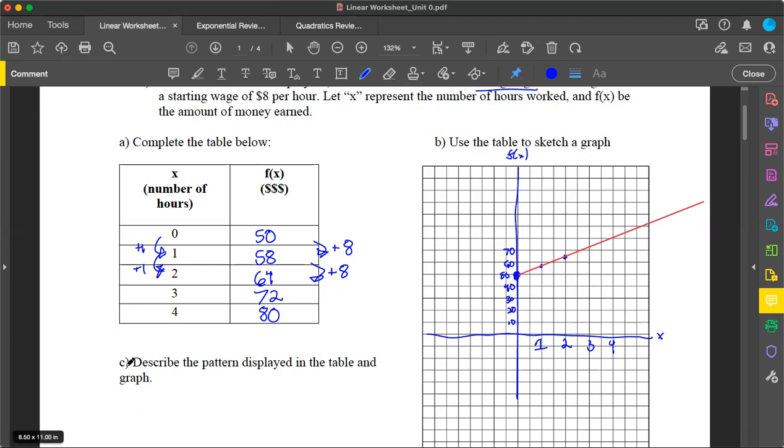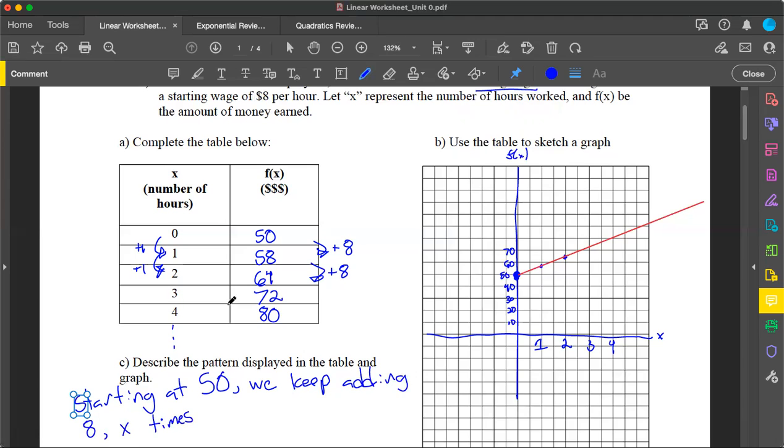You can then describe the pattern displaying in the table and the graph. You could say, and I love the wording of this in Integrated, I know that they're big on it: starting at 50, we keep adding 8. I think that's a pretty decent way to describe this pattern. We have another way that we describe it.